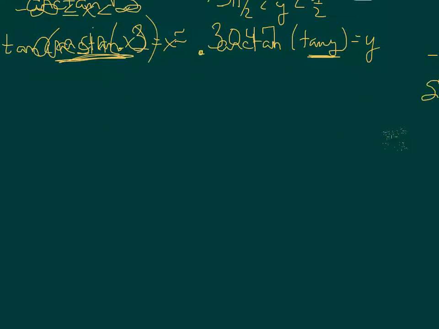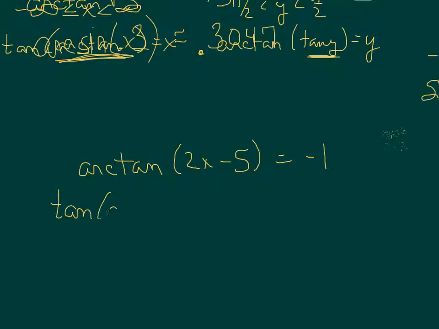Arctan of 2x minus 5 equals negative 1. Again, the easiest way to do this is to take the tangent of both sides, because the tangent of the arctan in this case is going to be 2x minus 5. So I'm going to take the tangent of both sides.